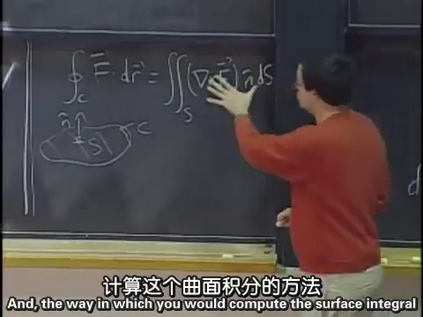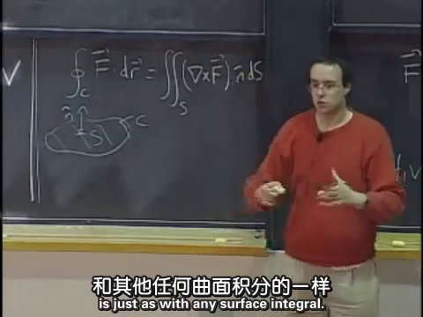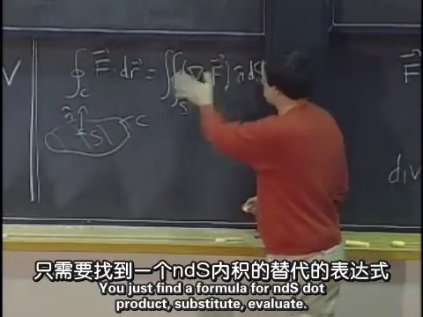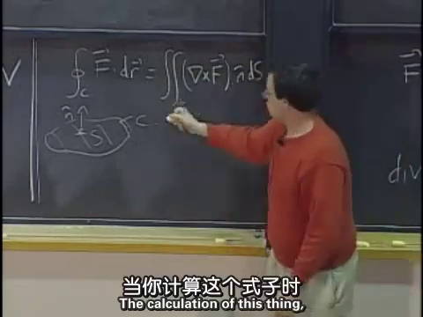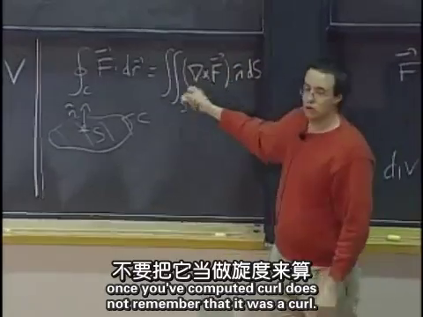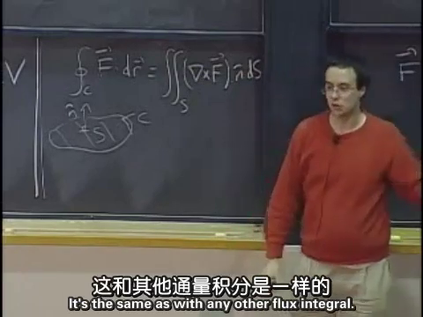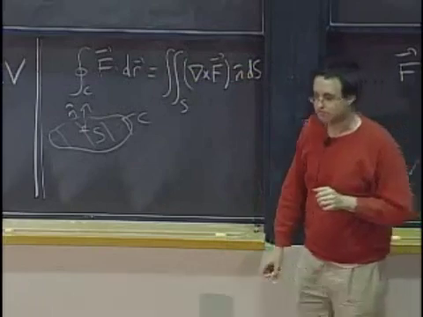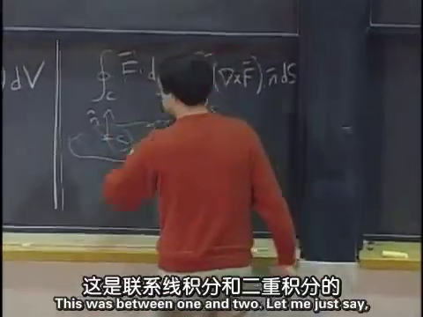And the way in which you will compute this surface integral is just as with any surface integral. You just find a formula for n dS, dot product, substitute, evaluate. The calculation of this thing, once you've computed the curl, does not remember that it was a curl. It's the same as with any other flux integral. And finally, the last bridge. So this was between 2 and 3. This was between 1 and 2.